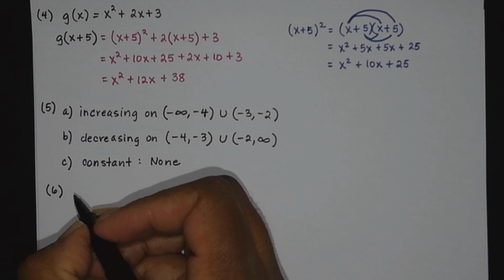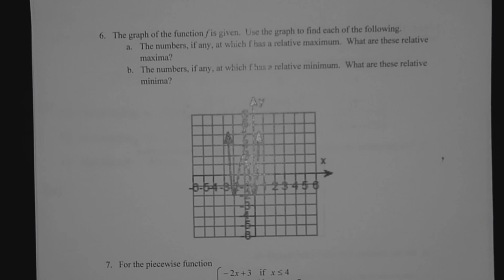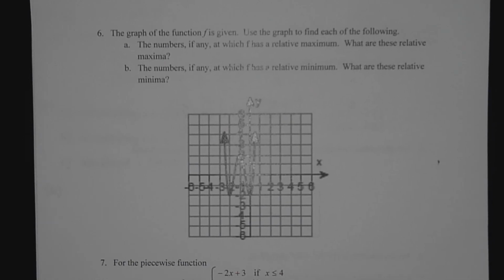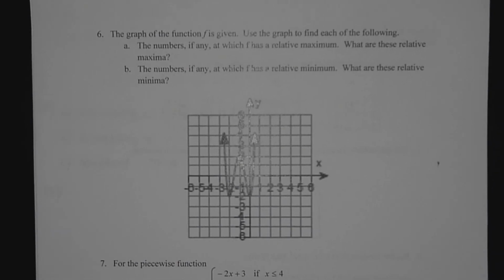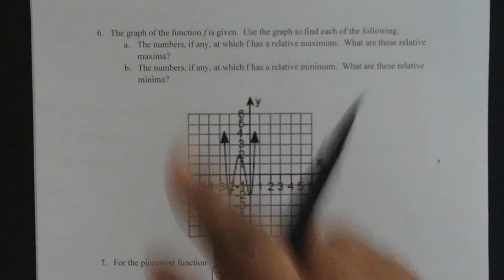All right, number 6 is another graph. This time, we're dealing with relative maximum and relative minimum. So here you're given the graph of this function. And we want to use this graph. Let me shut this light off. And we're going to be using this graph to identify or find the following.